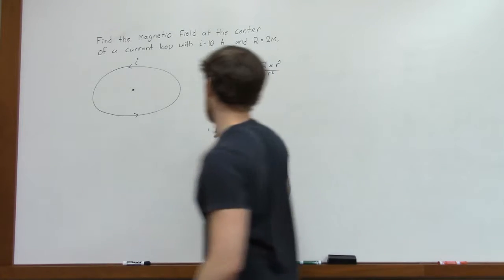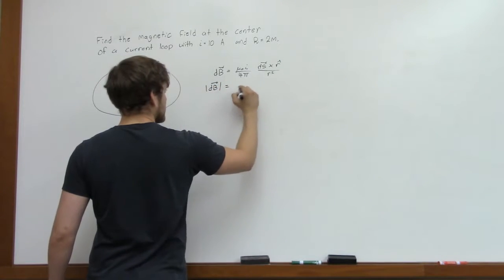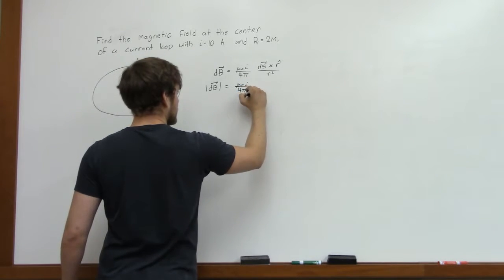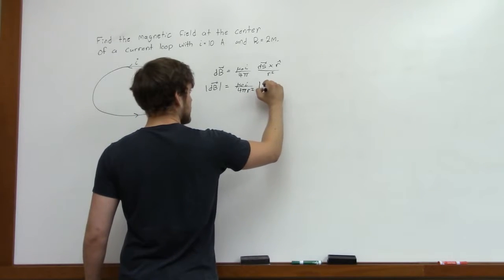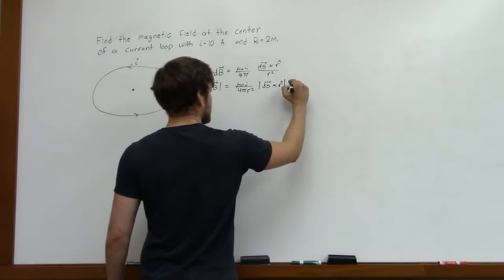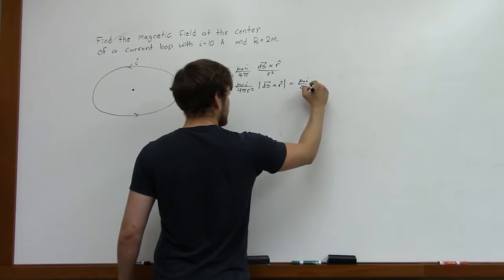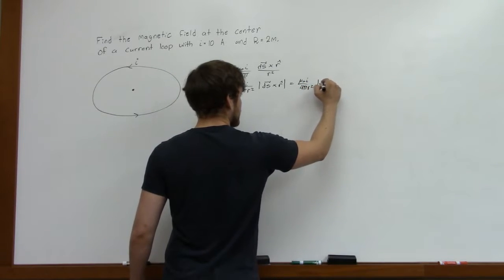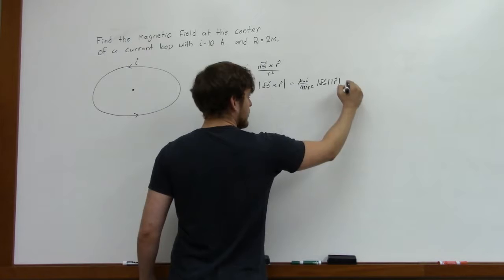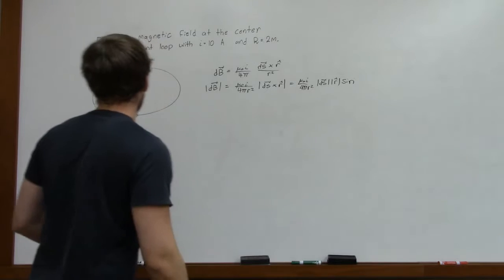So let's take the magnitude of this. The magnitude of dB is going to be equal to mu naught I over 4 pi r squared times the magnitude of ds cross r hat. And that is going to be equal to mu naught I over 4 pi r squared, magnitude of ds times the magnitude of r hat, which we know is just going to be 1, times the sine of the angle between them. Let's figure out what that is.